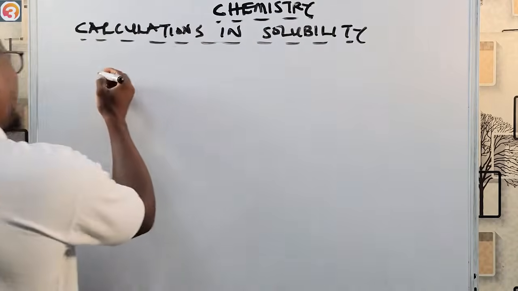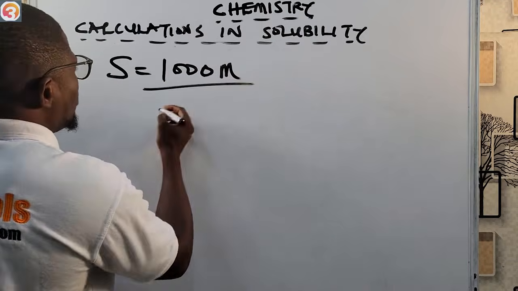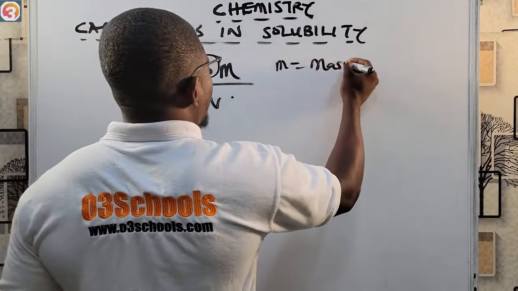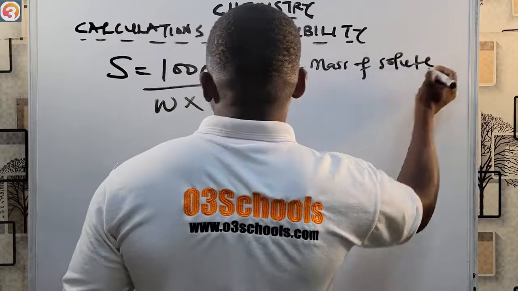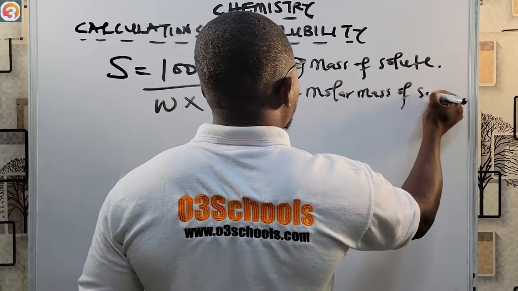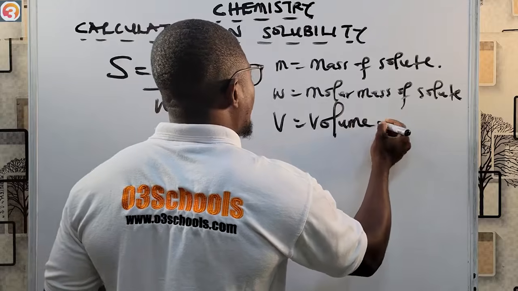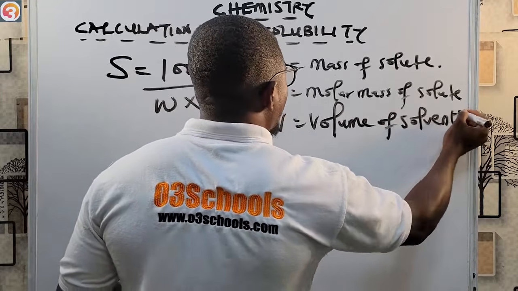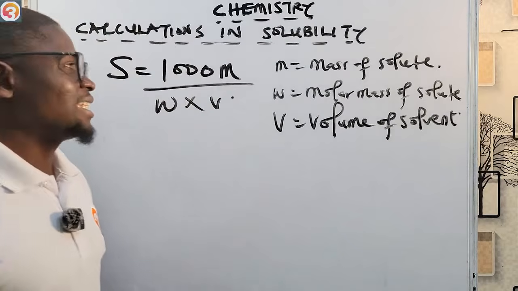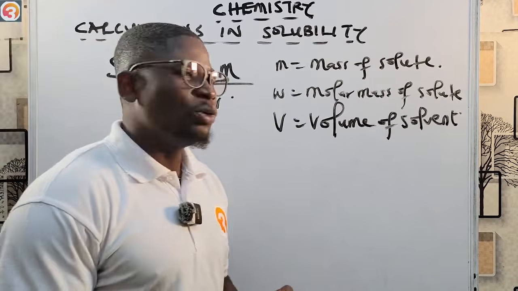First of all, we found that solubility is 1,000 times mass over molar mass times volume, where M is the mass of the solute, W is the molar mass of the solute, and V is the volume of the solvent. This was the formula we derived in the last class: solubility is 1,000M over W times V.